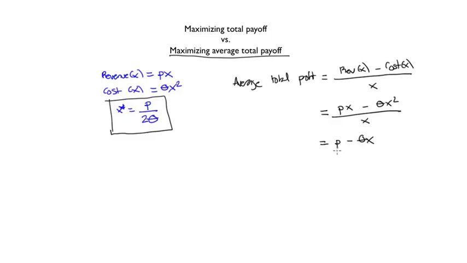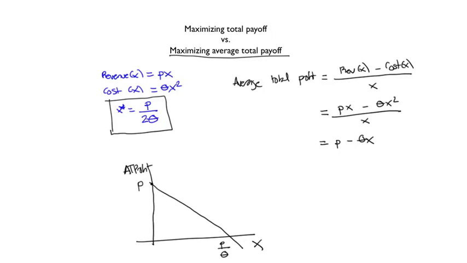Now, if we plot average total profit as a function of the level of output, we're going to get a function that looks like this, that crosses here at P and crosses here at P divided by theta.